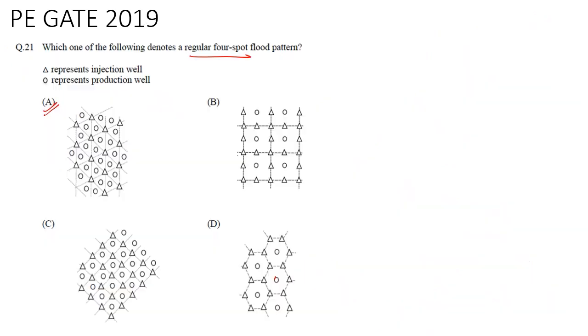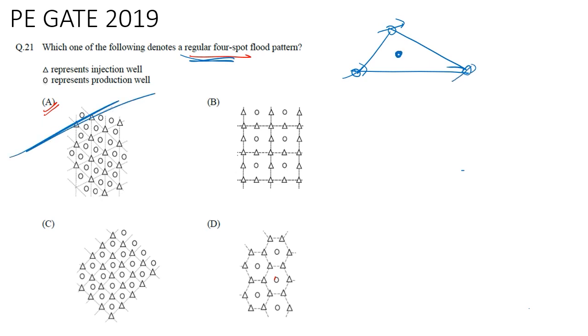Let's move further. Which one of the following denotes a regular five spot? For a regular five spot, we know my injectors will be outside and there will be one producer well inside. So my answer A will be the correct one.